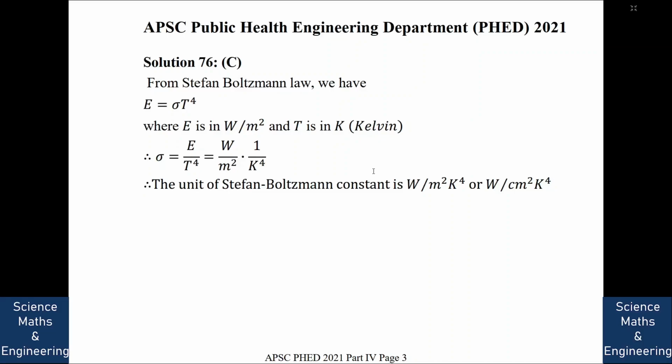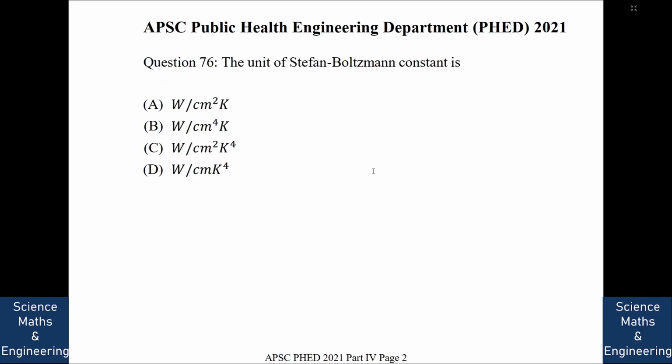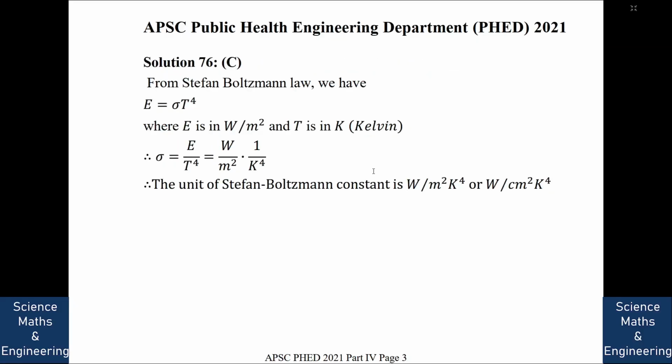However, that is the SI unit. Now if we convert meter to centimeter, we get watt per centimeter square Kelvin to the power 4. So our option is C. So we'll go to the next question.